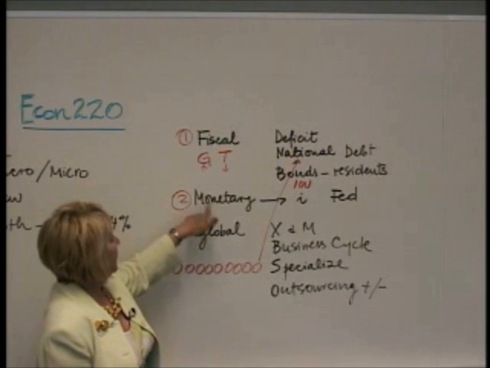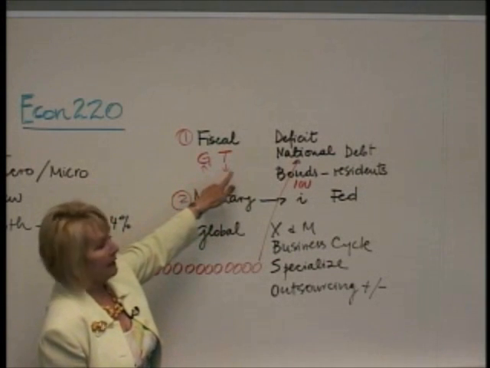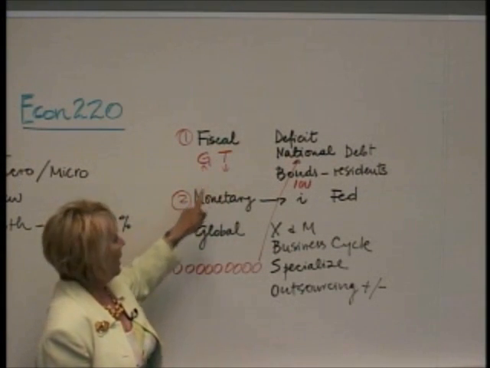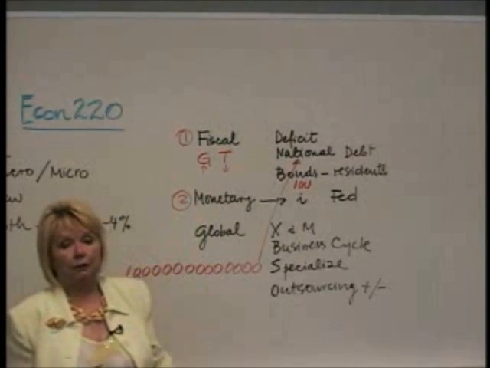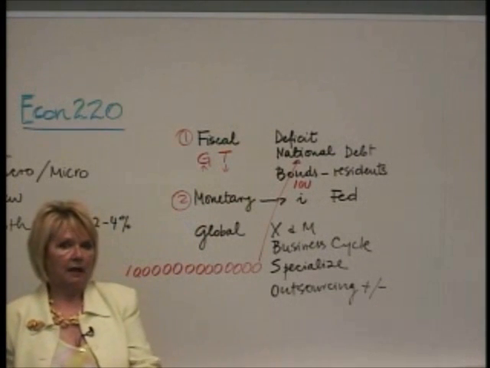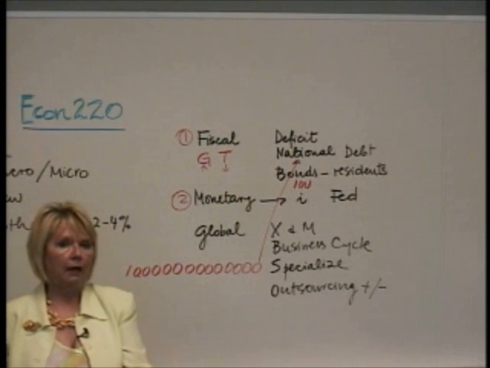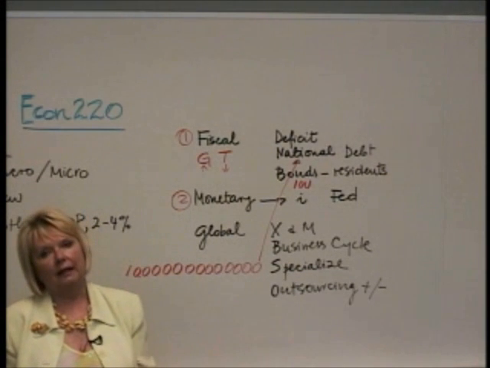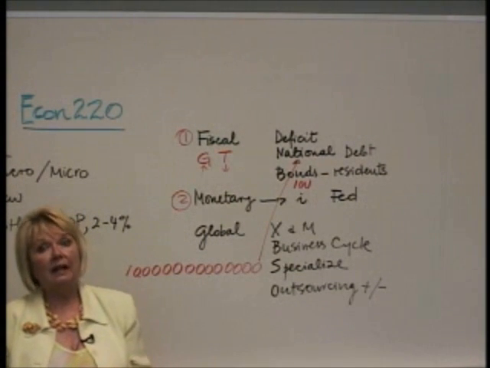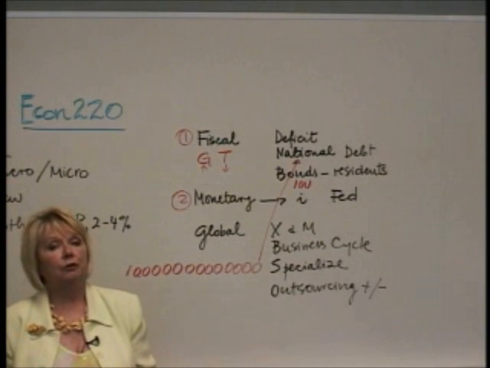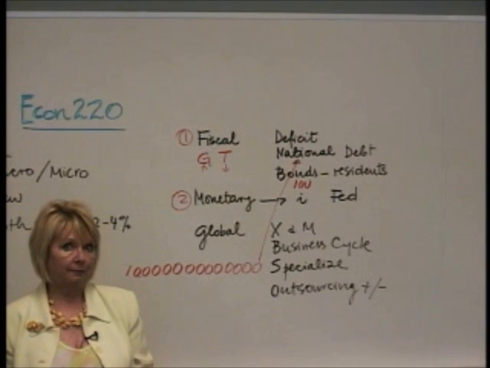When we want to slow it down, we would reduce government spending and increase taxes, while monetary policy would increase interest rates to slow down the economy. And we would do just the opposite if we would like the economy to grow faster, and that's usually when we have a situation of unemployment.